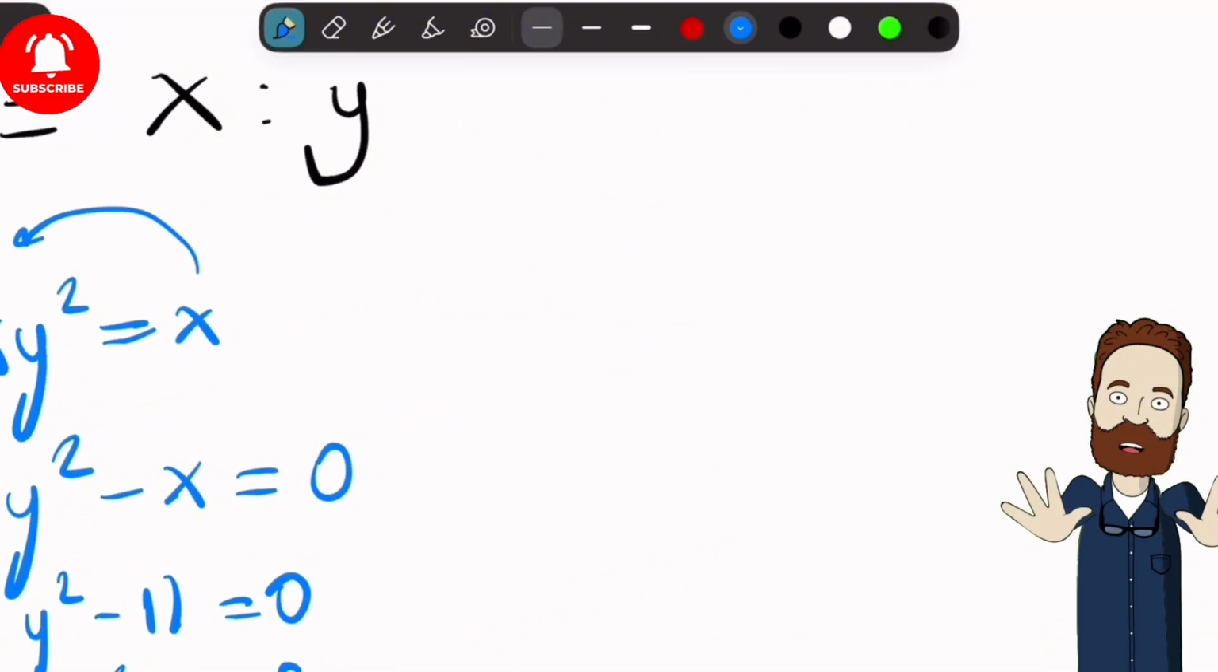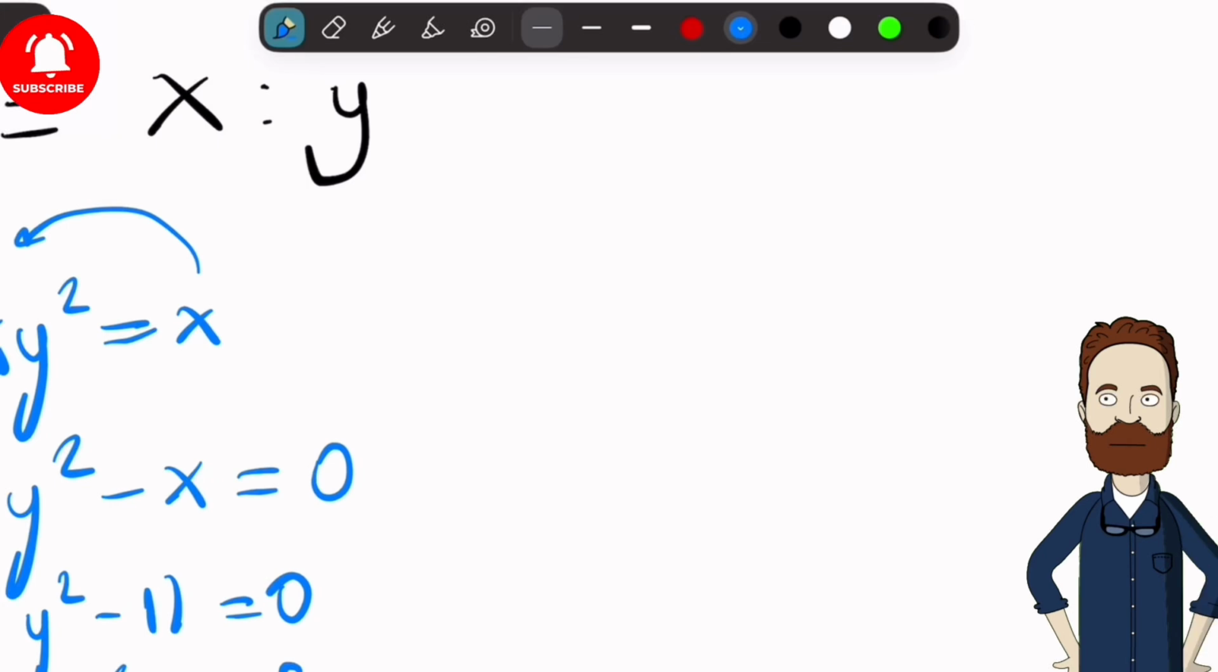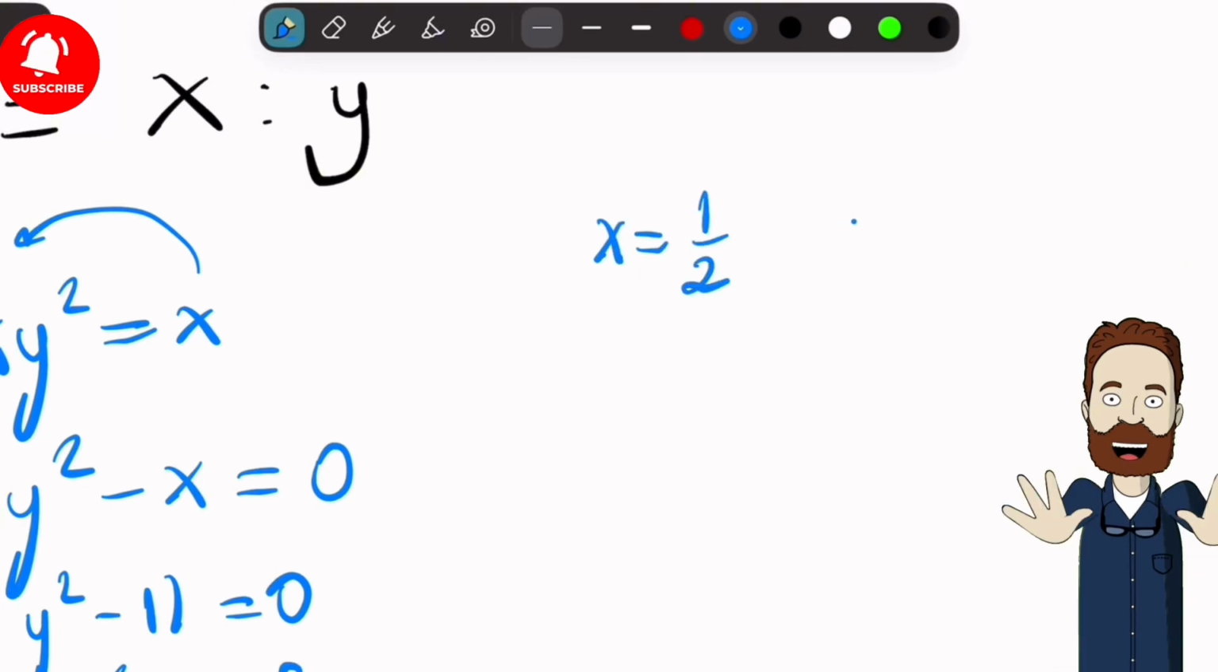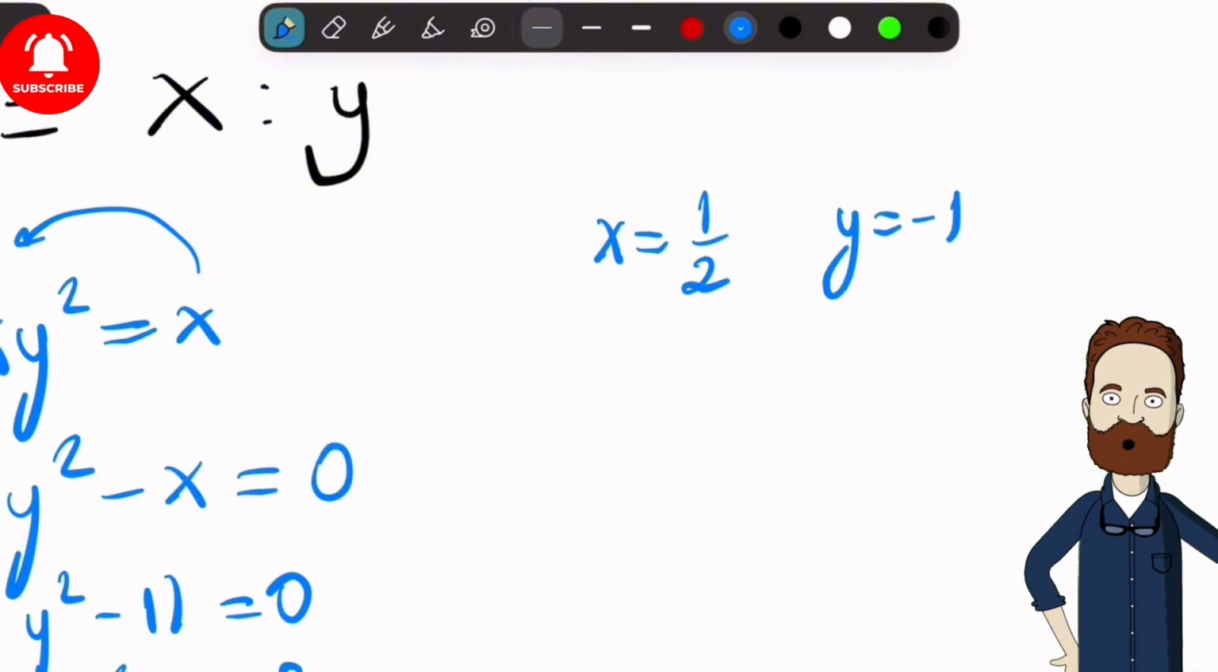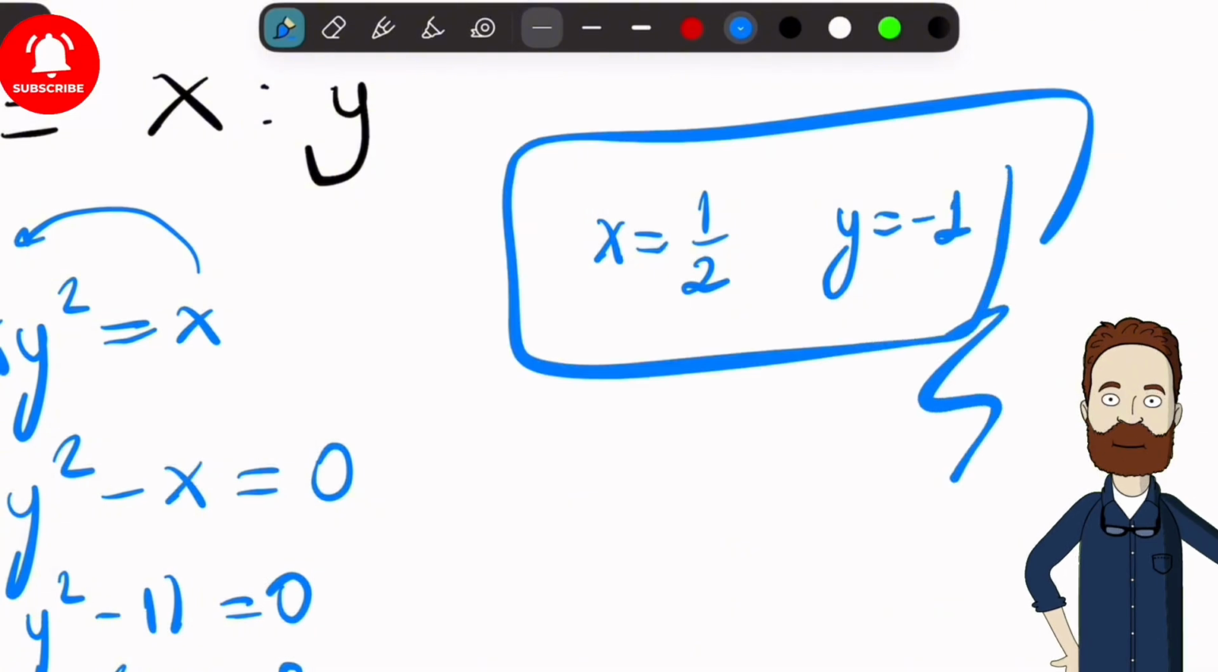In this case, what are our answers? If we look, x is 1 divided by 2 in the situation we found, and y is negative 1. These are the only values that solve this problem.